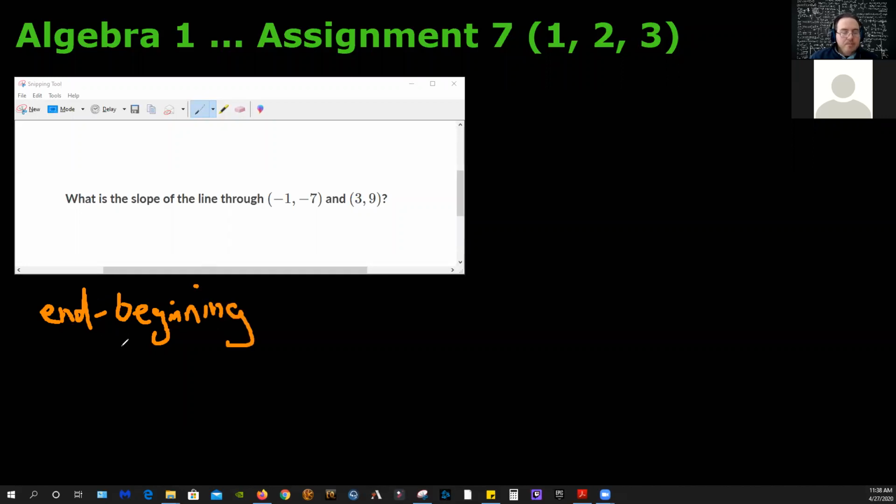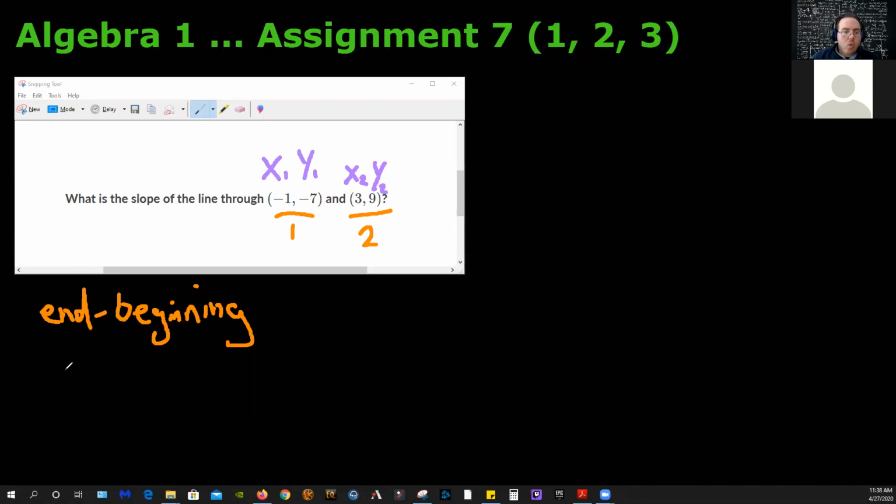And the way we're going to do that is take the ending coordinate and subtract the beginning coordinate. So I'll call this coordinate 2 and this coordinate 1. Their values get marked as this is going to be x1 and this is going to be y1. So that's the beginning coordinate. And then this is going to be x2 and this is going to be y2. And that's the ending coordinate. So we put them into this formula.